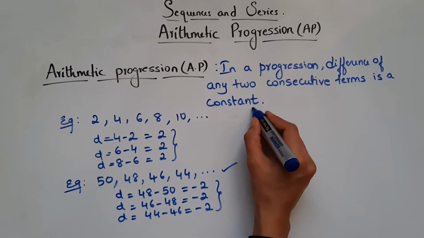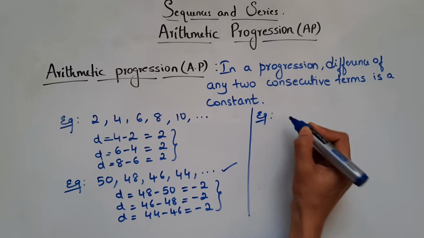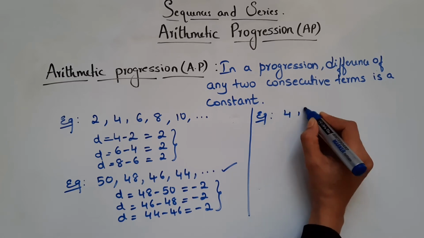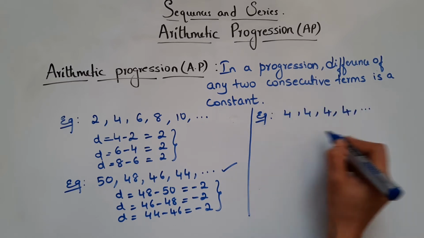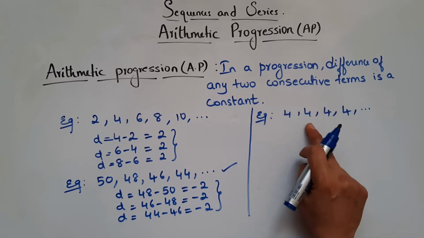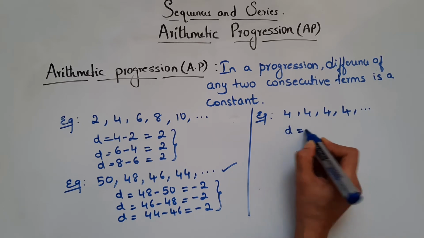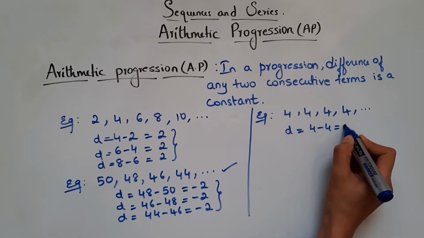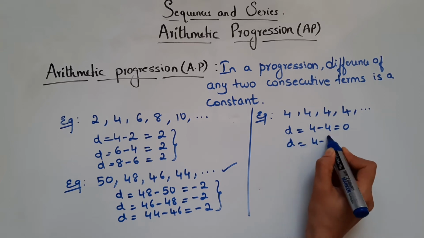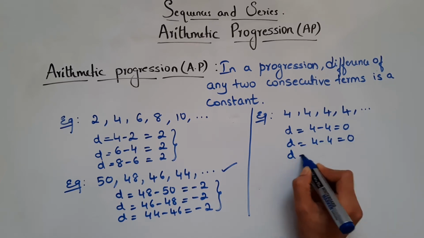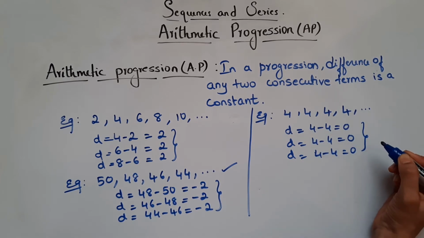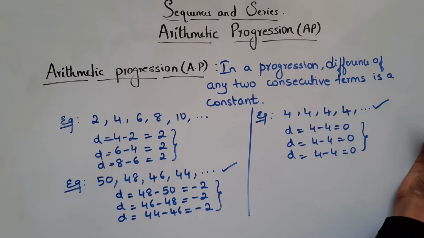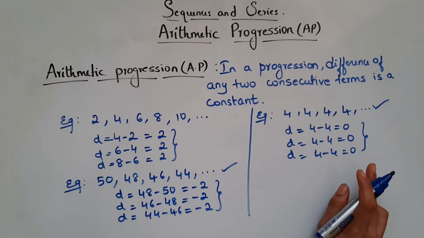Now let me give one more example. Let's say we have a sequence or a progression 4, 4, 4, 4 and so on. Whether this is in AP or not? In order to check if this is in AP, we have to see what is the common difference. 4 minus 4 is equal to 0, 4 minus 4 is equal to 0, 4 minus 4 is equal to 0. Here also we are getting a constant. Therefore we can say this progression is also in AP, right? I hope this is clear how to identify whether the given progression is in AP or not.